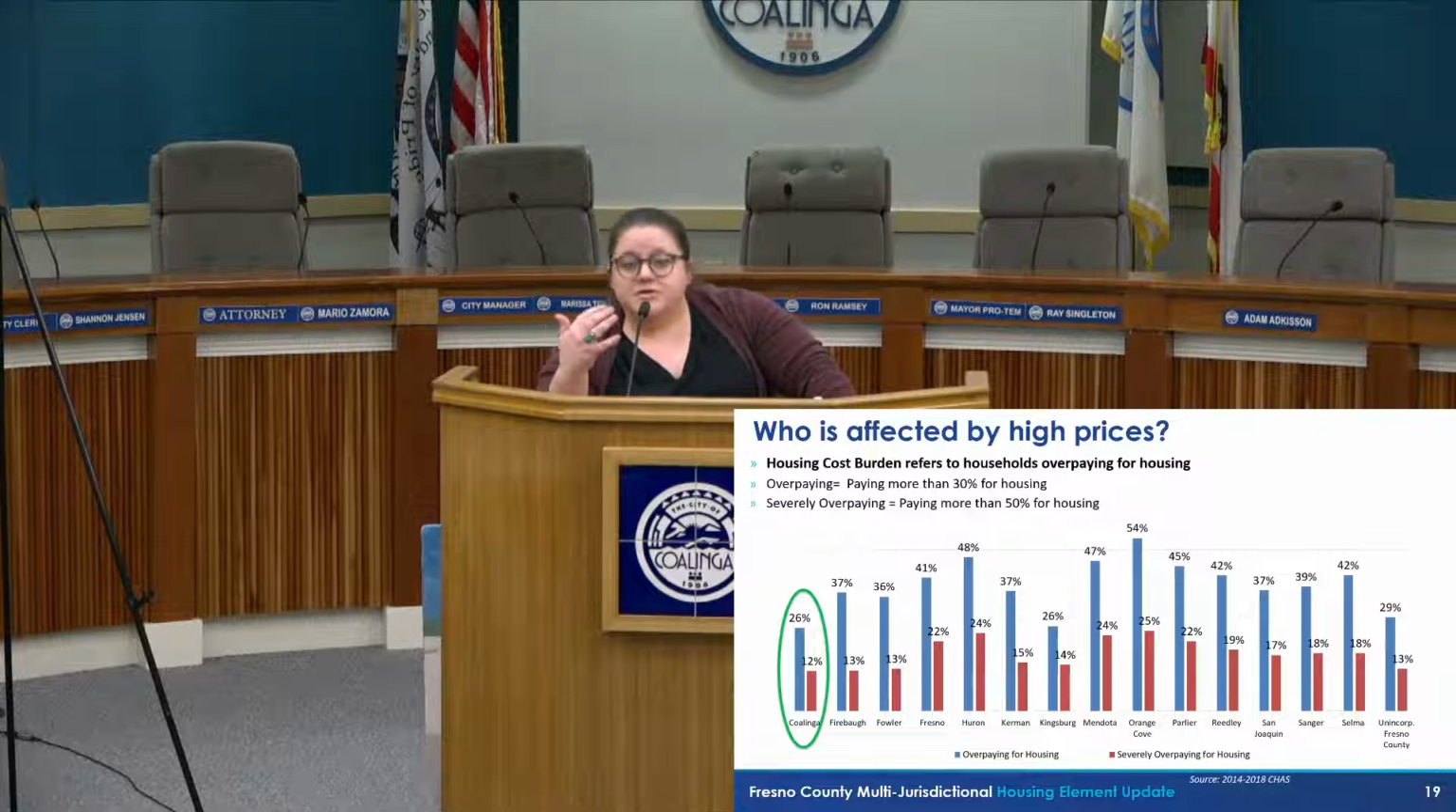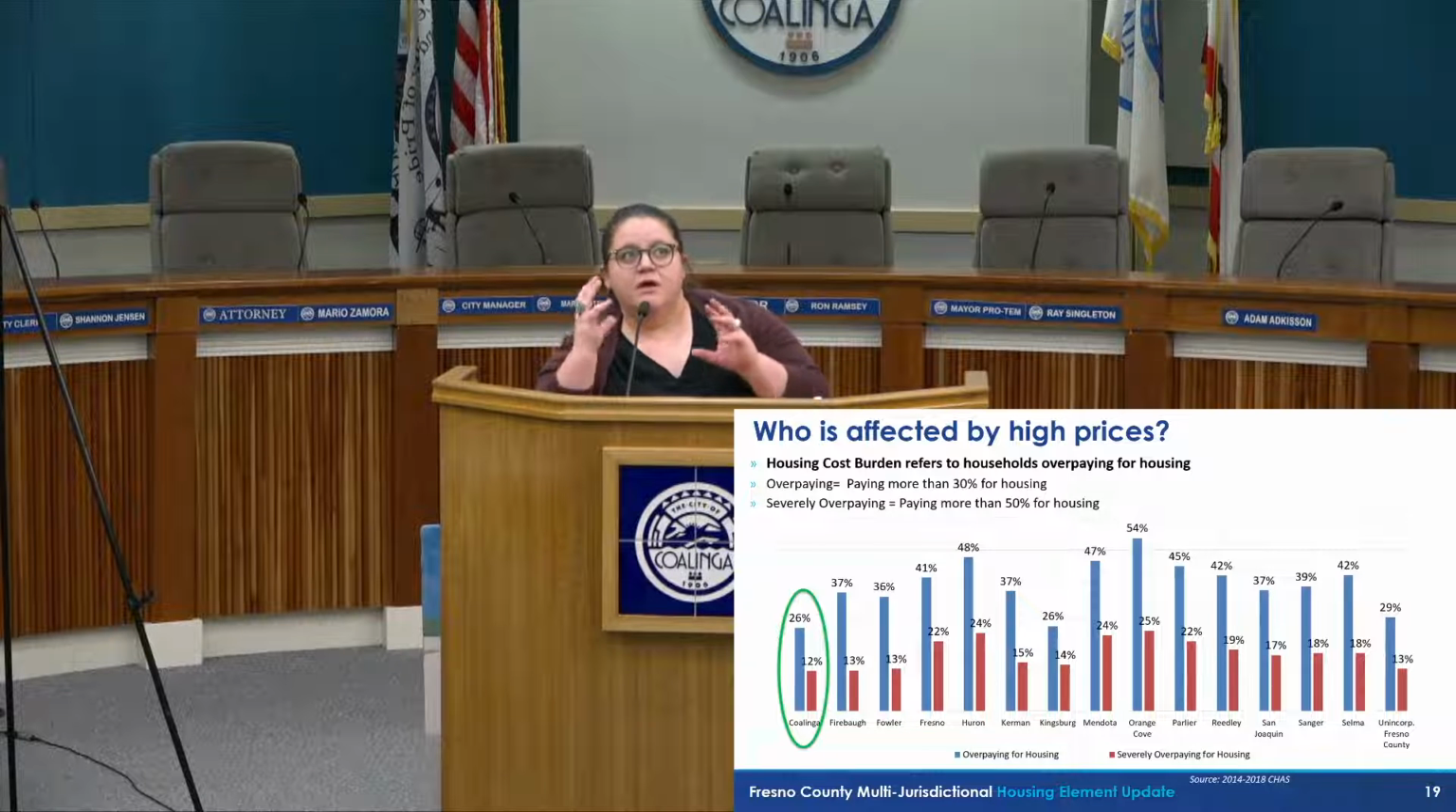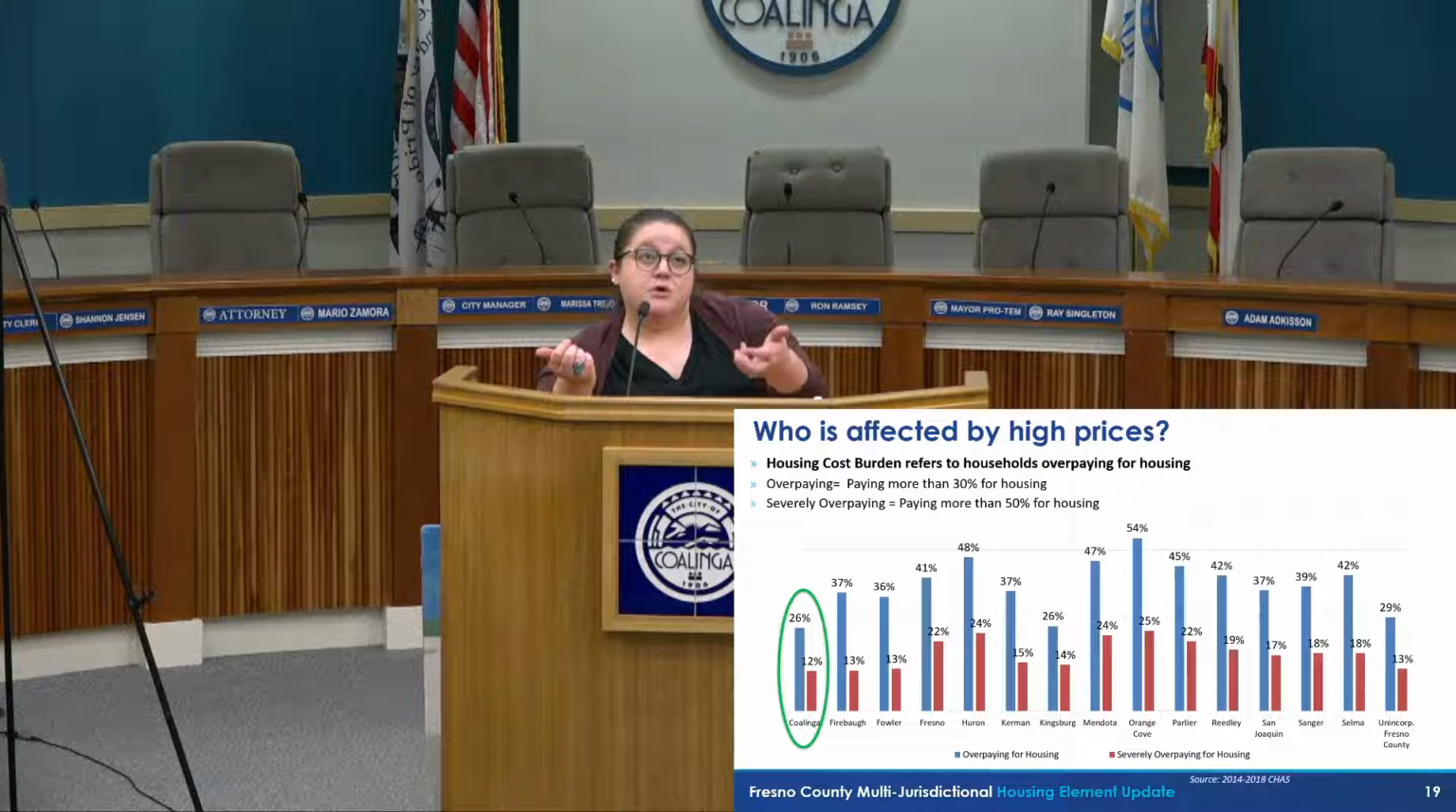So what do those numbers look like in Coalinga right now? About 26% is overpaying for their housing, and then about 12% is severely overpaying, meaning 50% or more. And I will say these are based on 2018 data, so again, could be some variations, but about a quarter of the people in Coalinga are currently spending 30% or more of their income just on housing.